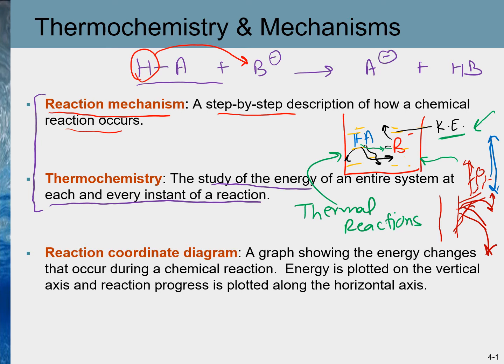For example, if HA is colliding with B, then the activated complex will be such that it will contain a partially broken bond. After this collision, we know that the HA bond is going to break and an HB bond will form. Maybe I should write it in the other direction because the proton is going to get transferred. Okay, so that makes more sense. So after the collision, this bond is going to break and a new bond will form between H and B.